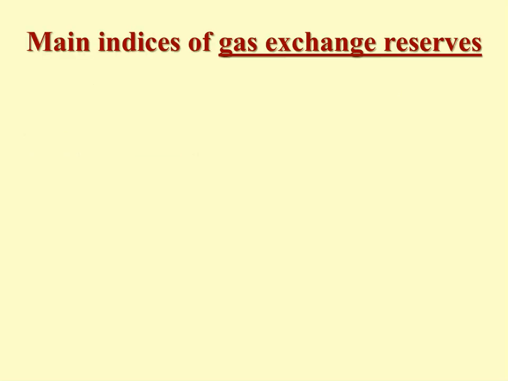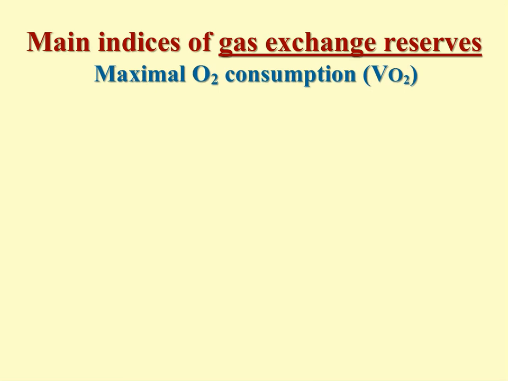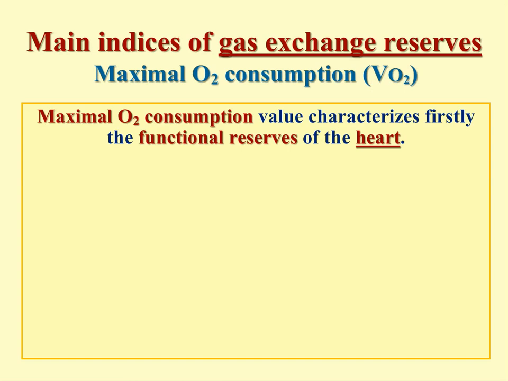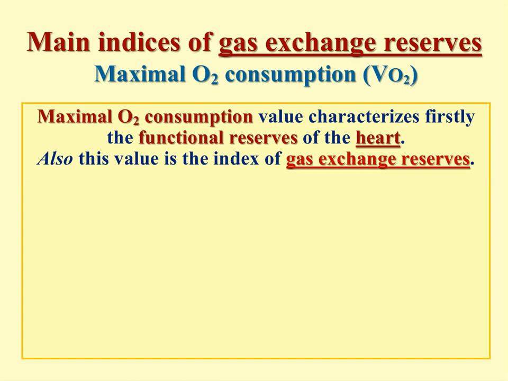So, we considered the maximal oxygen consumption and made the conclusion that basically it characterizes mostly not the body as a whole, but the heart reserves. Of course, for the body it also makes a difference. Then we have specific indices that characterize the reserves of the gas exchange, and maximal oxygen consumption is included as well. It's an index of the gas exchange reserves. And this we already considered.